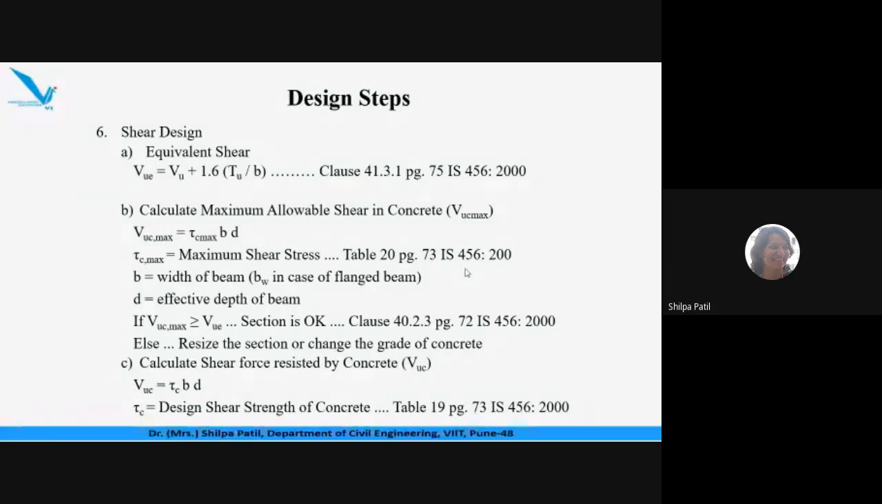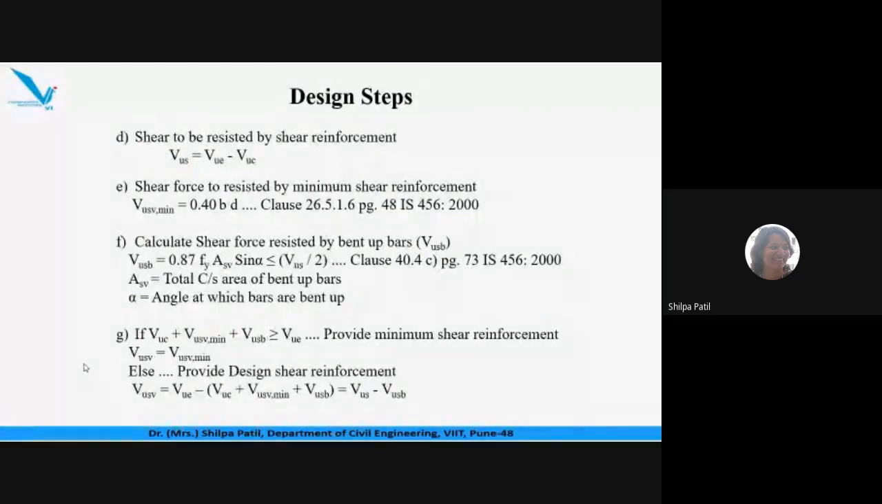criteria. And then shear design, for which we calculate the equivalent shear. The equivalent shear is calculated using this formula. And then the remaining steps are exactly the same as whatever we have learned for the design of shear. So I will quickly go through what the same steps are. I will quickly revise those again.